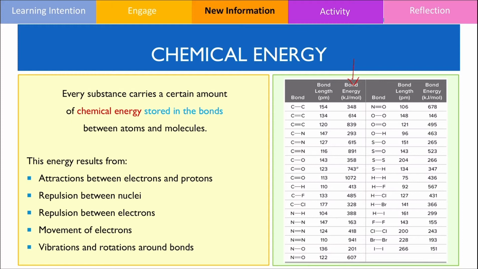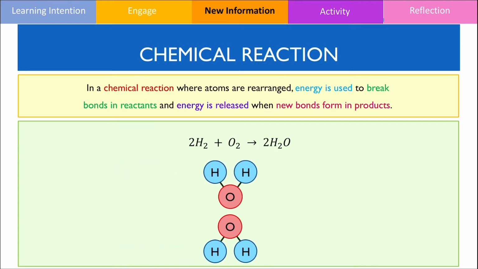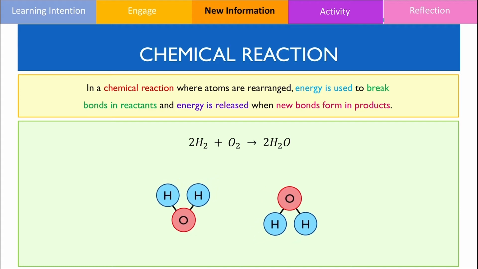bonds. In a chemical reaction, we know that atoms rearrange themselves by breaking bonds and forming new bonds. Breaking existing bonds in the reactants requires energy from the surroundings, whereas energy is released back into the surroundings when new bonds are formed. You can see this process with the following chemical reaction between hydrogen and oxygen gas. In this reaction, energy from the surroundings is needed to break the bonds present in hydrogen and oxygen gas. As a result, this enables the atoms to rearrange themselves in a particular orientation to form new products. In this process, new bonds are formed which results in the formation of water.